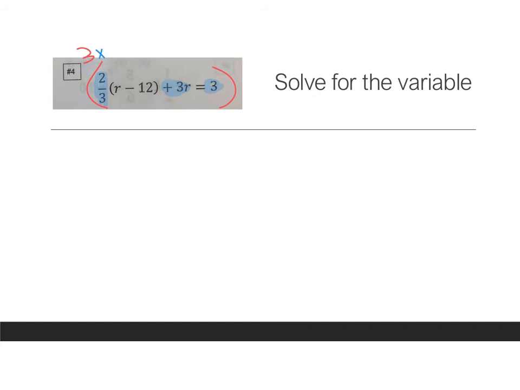So 3 times 2/3, 3 over 1 times 2 over 3, is going to give me 6 over 3, which is 2. So I'm left with 2 on the outside of my parentheses. My r minus 12 stays. Then I have to do 3 times 3r, which is going to give me plus 9r. And then I need to do 3 times 3 on the other side of the equal sign, which is 9.